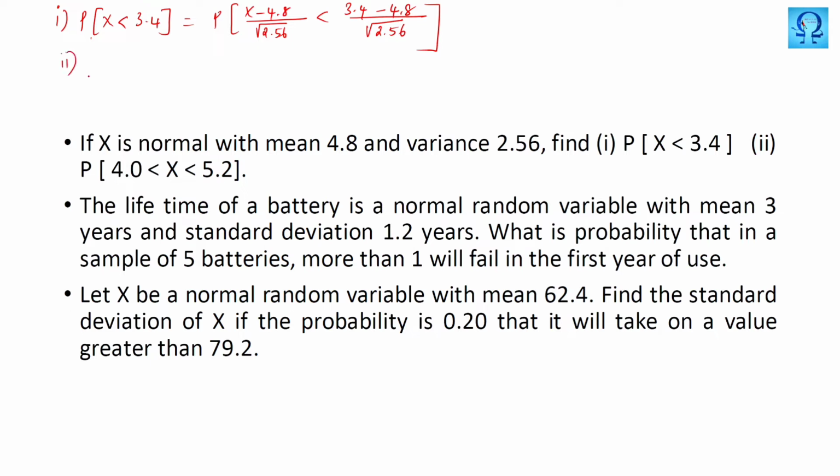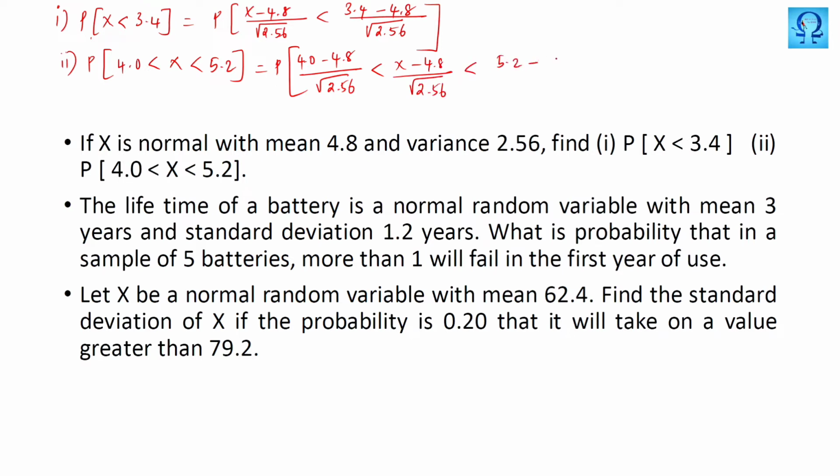Whereas in the second one, we find the probability of 4.0 smaller than x smaller than 5.2. Here you will have (4.0 minus 4.8) divided by the square root of 2.56, less than (x minus 4.8) divided by the square root of 2.56, less than (5.2 minus 4.8) divided by the square root of 2.56. This is what we have. So we will have some negative quantity in this place and some positive quantity.